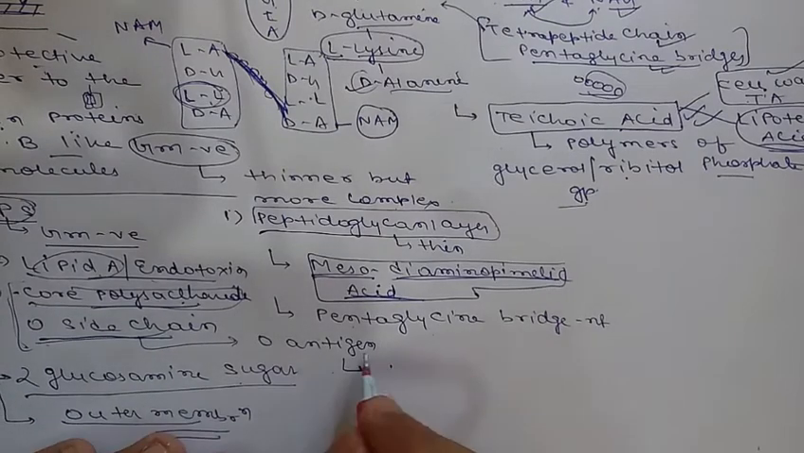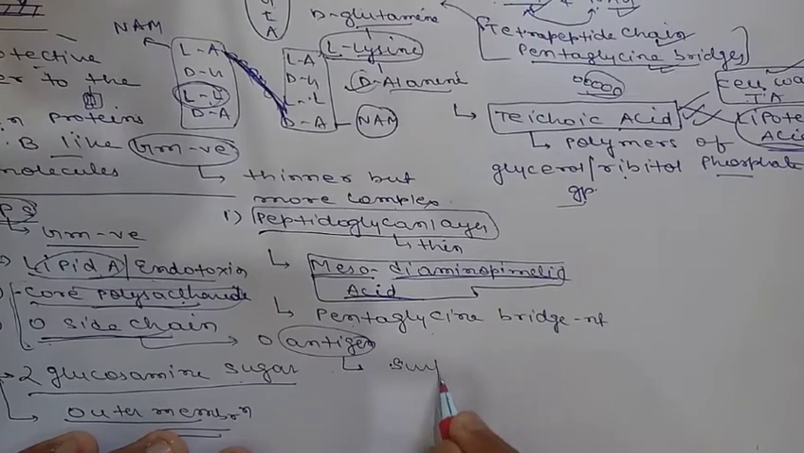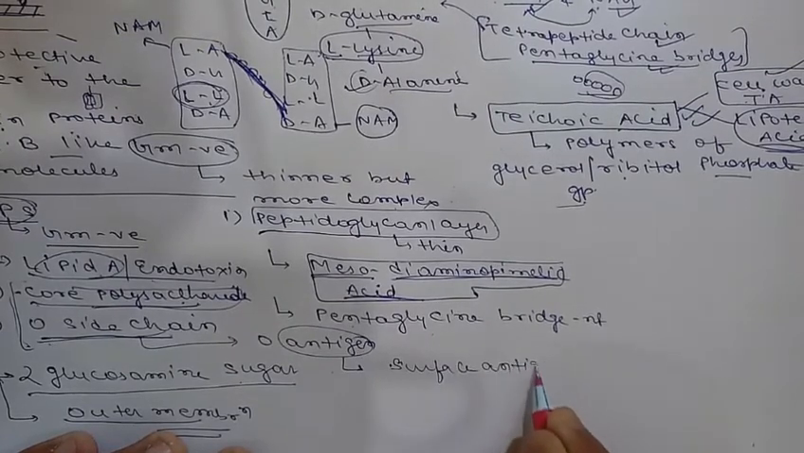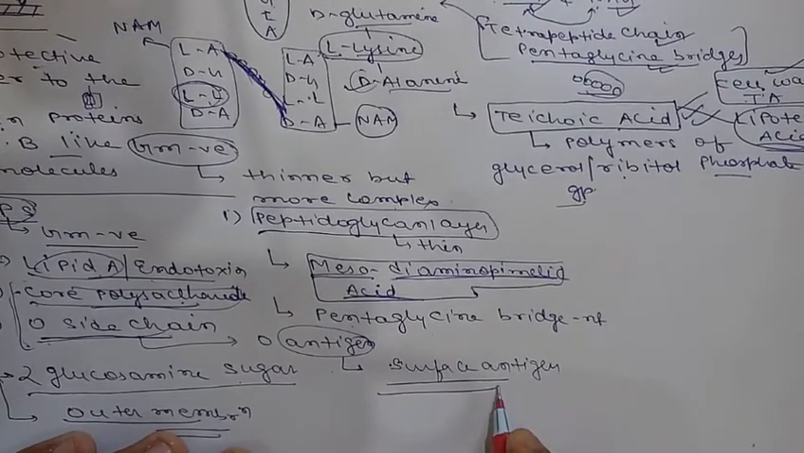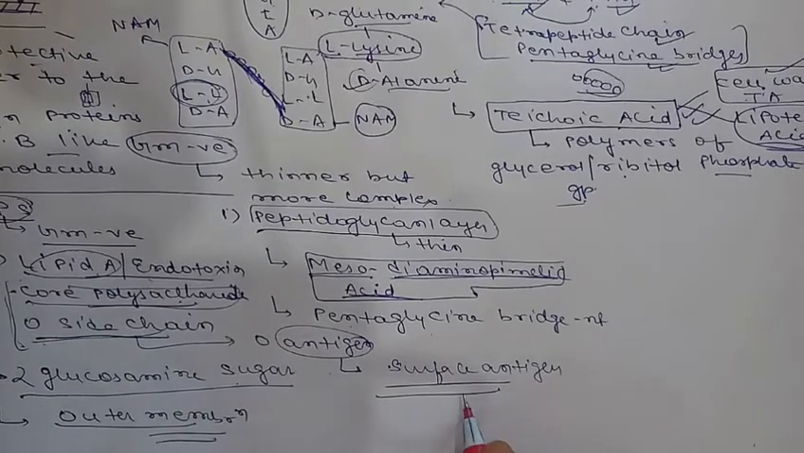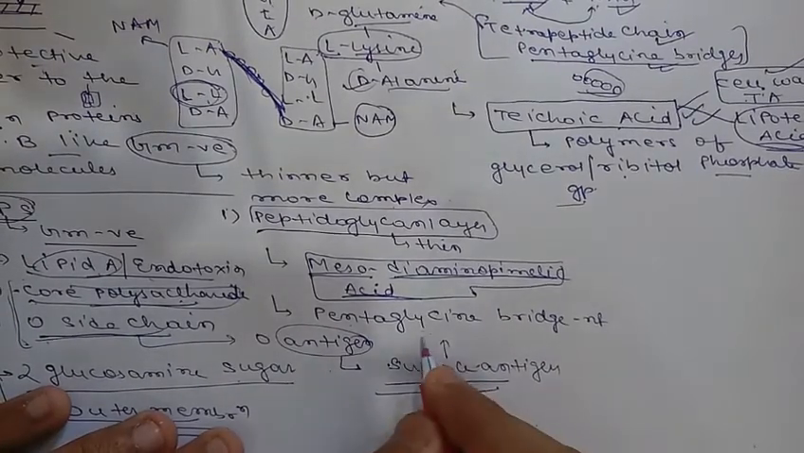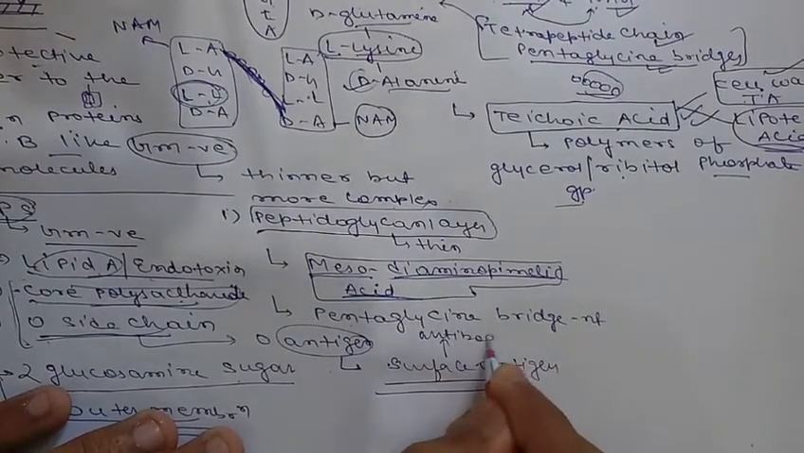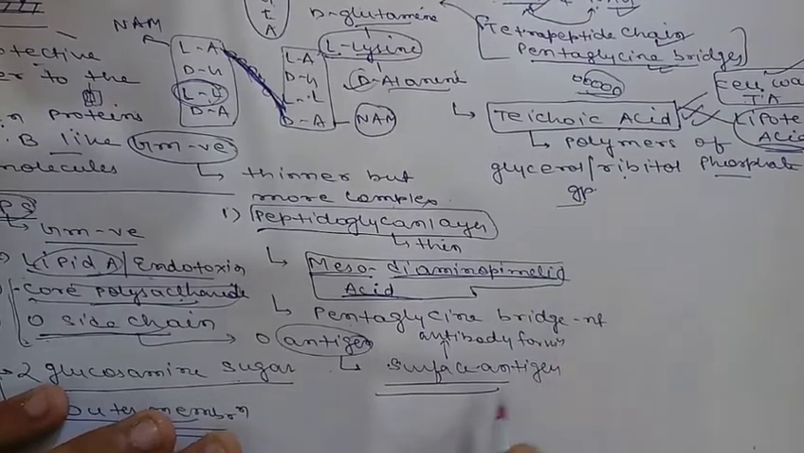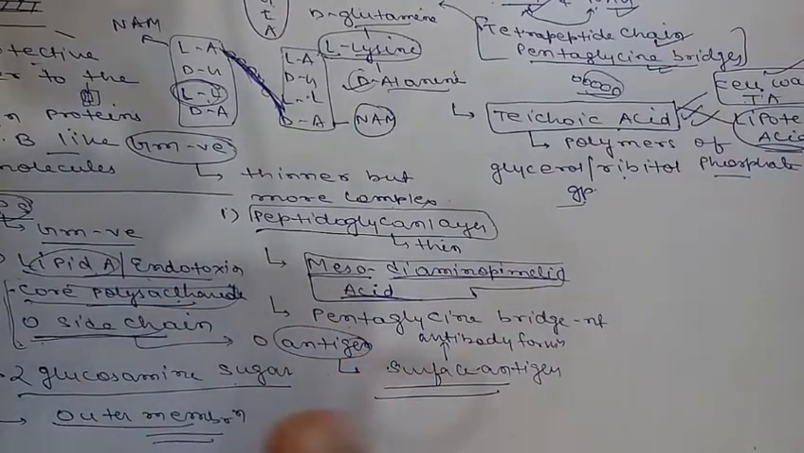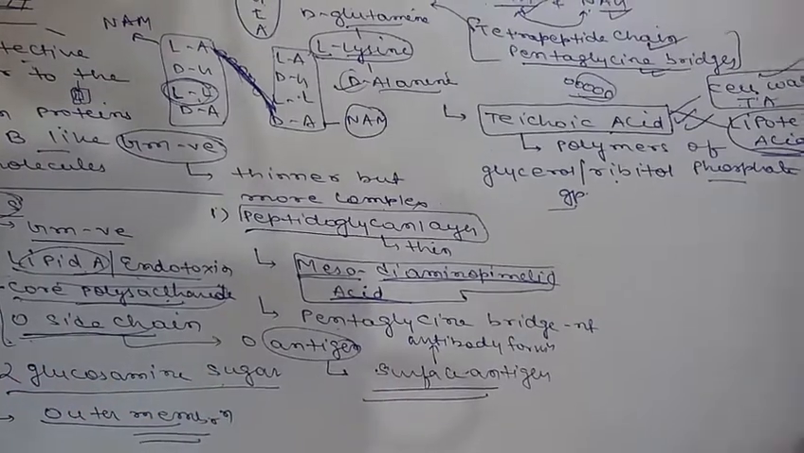Okay, and O antigen is a major surface antigen which is found in bacteria, also called somatic antigen. Okay, and if this is an antigen, then it can induce antibody formation. So it can be used for serotyping. So this is the use of the O side chain. Clear? So this is about your lipopolysaccharide.